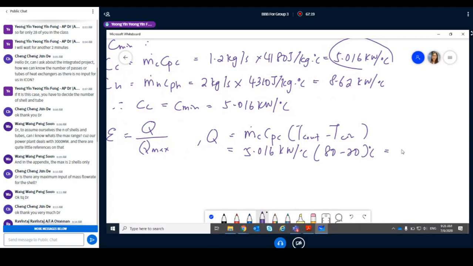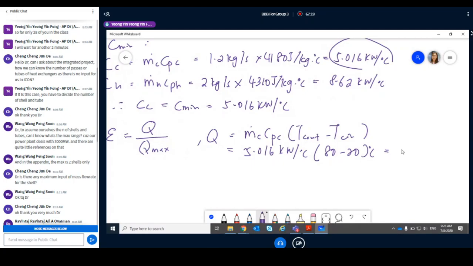So don't forget, if you want to get the NTU, there's a relationship between the NTU and the effectiveness. There must be the capacity ratio C over here. Sometimes the students from here will straight away calculate the capacity ratio C, equals C mean over C max, which is 5.016 divided by 8.62, and it equals 0.582. Okay, so you get your capacity ratio C.